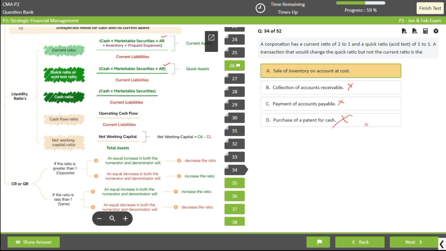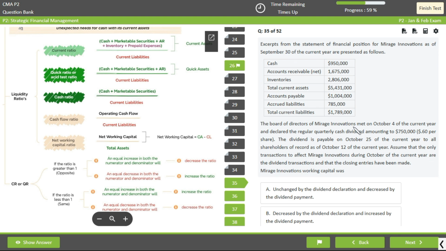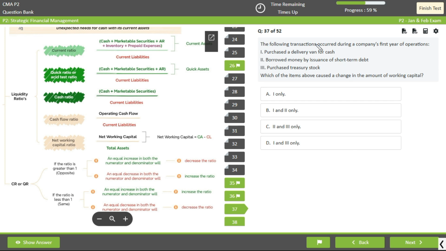Next, because they are asking the difference between the quick ratio and current ratio, the difference between these two is inventory and prepaid expense. That's why inventory is the correct option. Next, this is one of the challenging and difficult MCQs, so we'll come back to it later on. So we have two MCQs related to this question. Now let us proceed to the next MCQ.